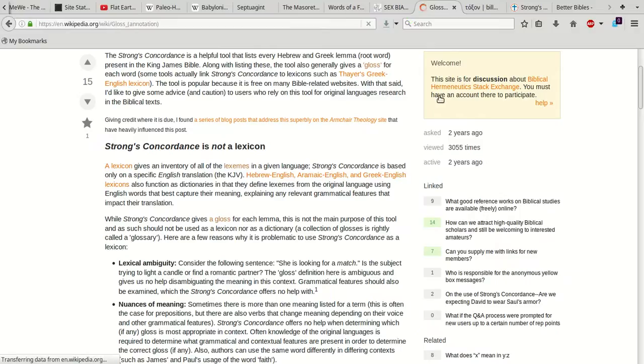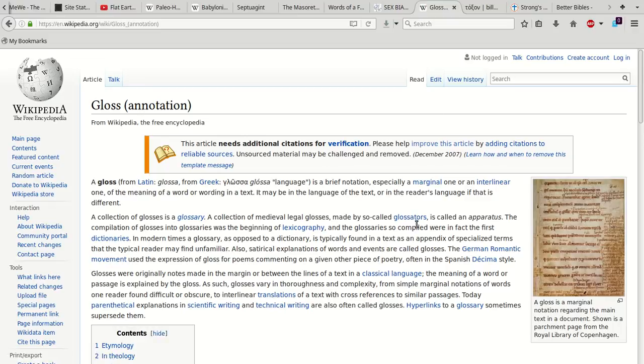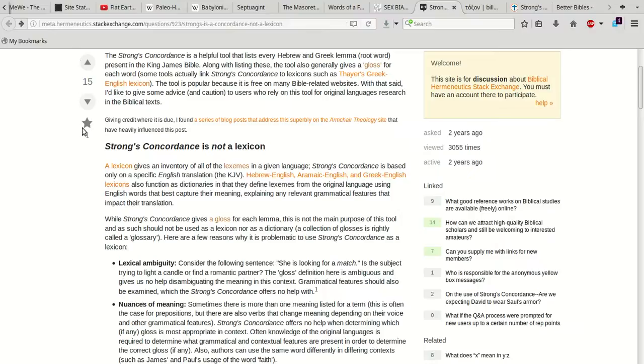Now if we click on gloss, we can find out that that is just a brief notation. It is not a full semantic range of a word. And it doesn't even, as far as I know, give any what's called attestation. It doesn't give evidence from antiquity that supports or justifies the meaning that they're giving it. You're just supposed to accept it. Along with these glosses, it may also include a lexicon, but the tool itself is popular because it's free.